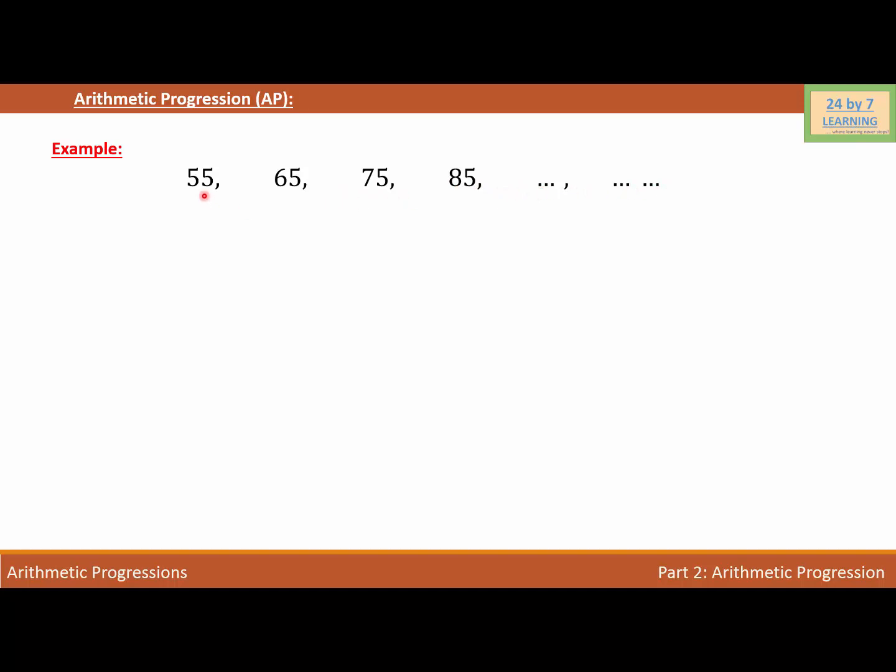If you look closely between these two numbers, the difference is 10. So basically, I'm adding 10 to 55 to get 65. The difference between 65 and 75 is also 10. So technically I'm adding 10 to 65 to get 75. In the same way, between 75 and 85, I'm adding 10 to 75 to get 85.